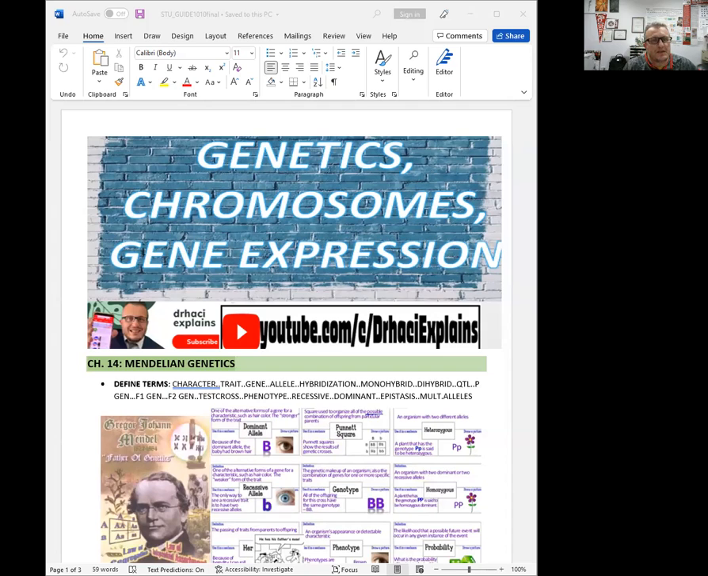Today's topic is genes, chromosomes, and gene expression. When we say gene expression, it includes replication, transcription, and translation to proteins. We'll start with Mendelian genetics and then gene ideas. As you know, you need to be familiar with the characters, trait, gene, allele, hybridization, monohybrid, dihybrid, QTL, P1 generation, F1, F2 generation, test cross, phenotype, recessive, dominant, epistasis, multiple alleles, right?